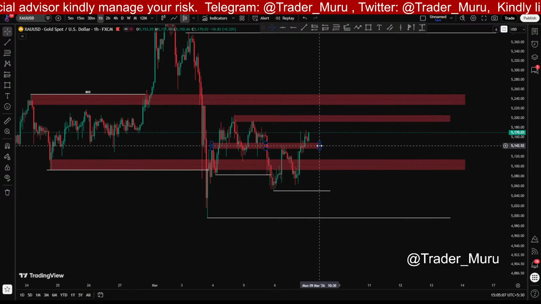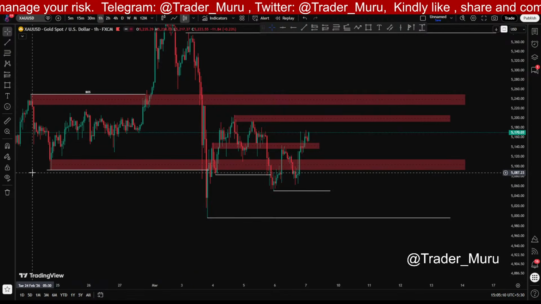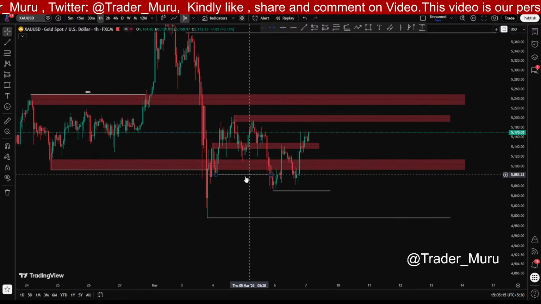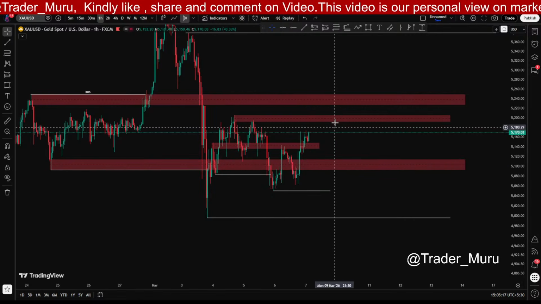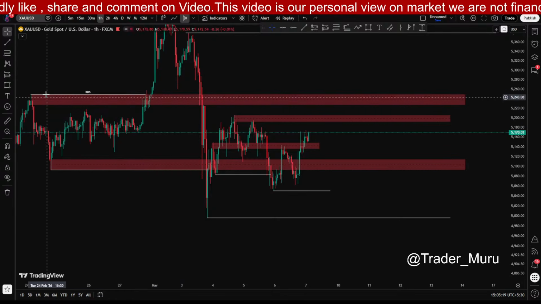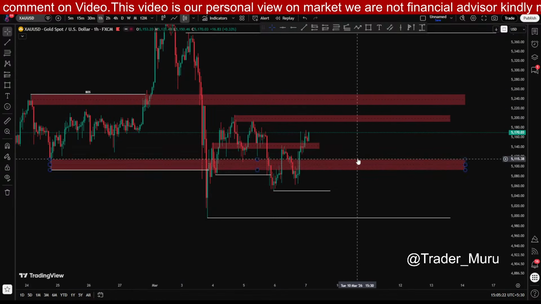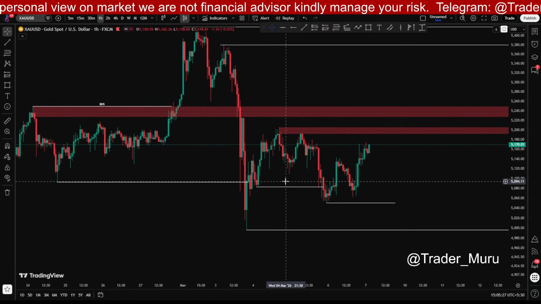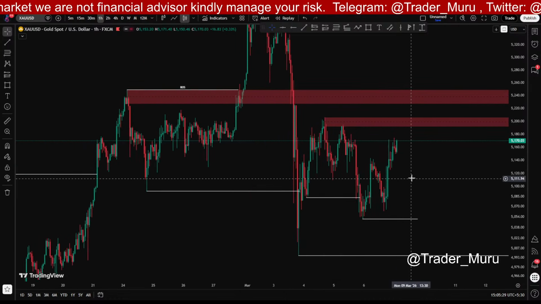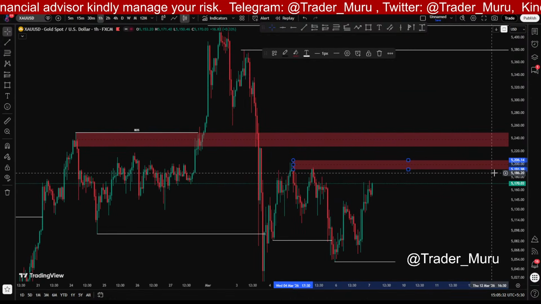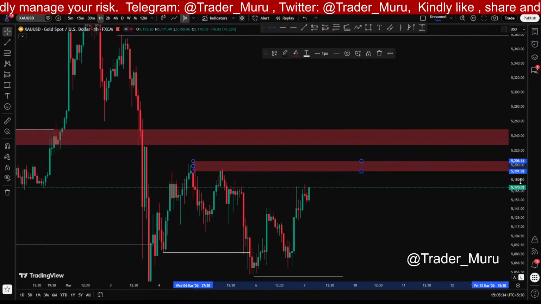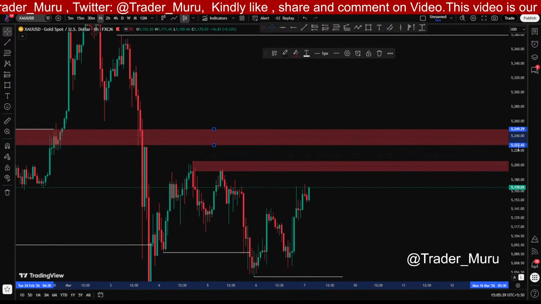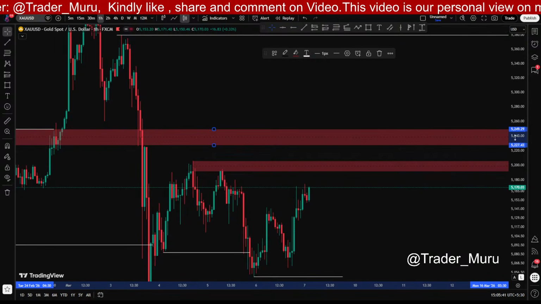So right now price has flipped a 4-hour bearish structure and 1-hour bearish structural levels, so we can expect it to test the upper levels and reject. If we see, both levels are now flipped. So the current resistances are first this one around 5191 to 5206, and second one is this one around 5227 to 5250.